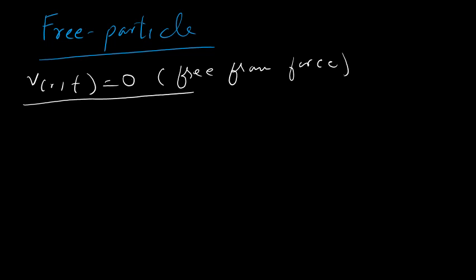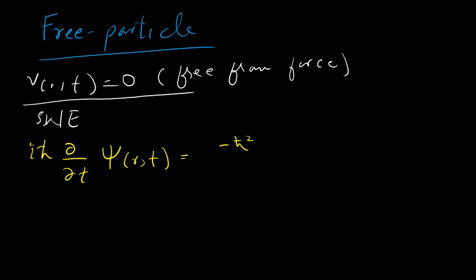So the Schrödinger wave equation for the free particle we can write like this: iħ ∂/∂t ψ(r,t) is equal to minus ħ²/2m ∇²ψ(r,t), by putting V(r,t) equal to 0 for the free particle. So this is our Schrödinger wave equation for the free particle.